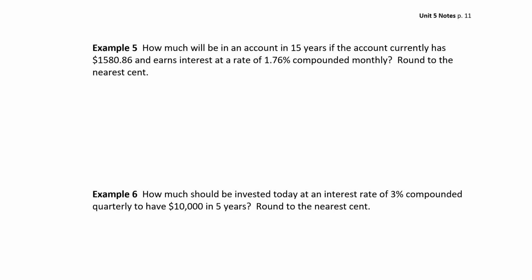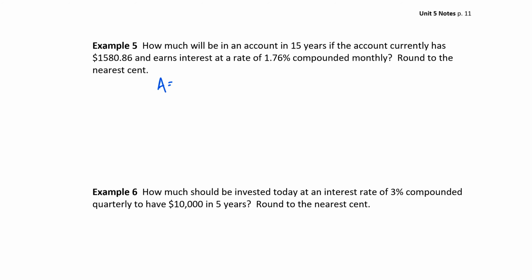Example 5, how much will be in an account in 15 years if the account currently has $1,580.86 and earns interest at a rate of 1.76% compounded monthly, round to the nearest cent. So the first thing that I want to do is identify the formula. A equals P times (1 plus R over N) exponent NT. We are looking for the future value.